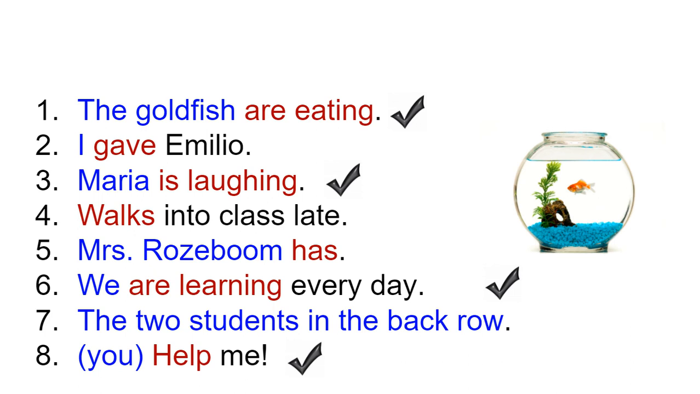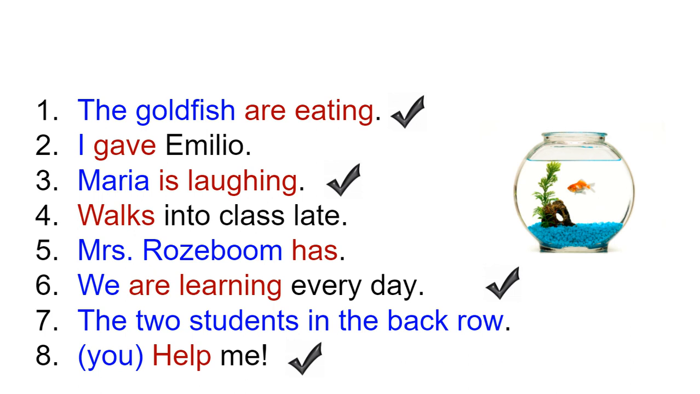Number 3, Maria is laughing. Subject, verb. What is Maria doing? She's laughing. Complete. Number 4, walks into class late. Who walks into class late? We're missing a subject. We could say he walks into class late. She, excuse me, she walks into class late. The student walks into class late. We need to add a subject there. Okay, number 5, Mrs. Roseboom, subject, has, verb, has what? It's not complete. We don't know what she has. Okay, so not number 5.